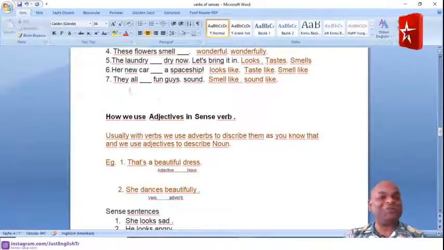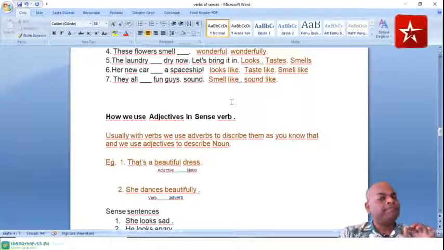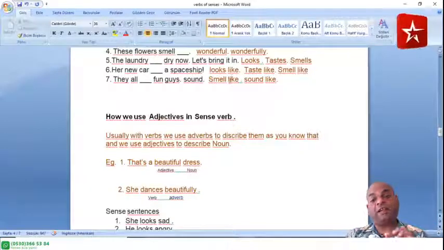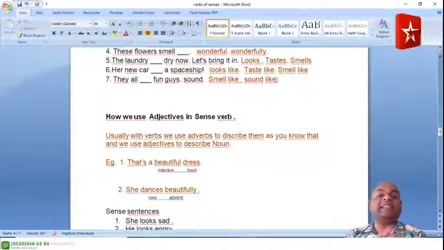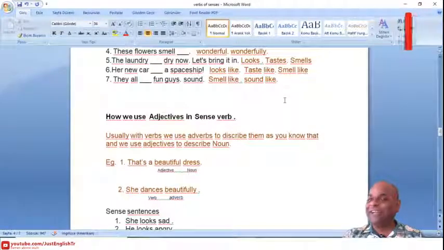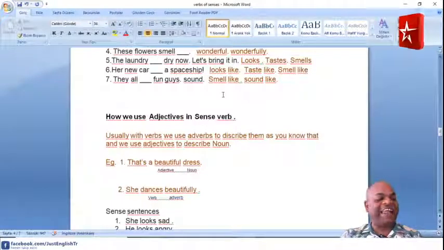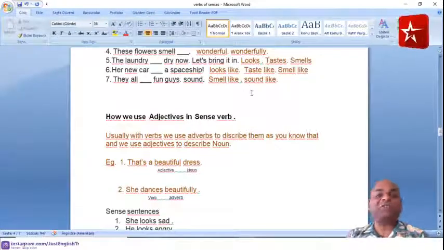Let's quickly go to number 6. Her new car dash a spaceship. Now, what's the answer here? Looks like, tastes like, or smell like? Great, I got the answer. It's looks, by Khan, by Layla, and by Pilin. Thank you so much for that.